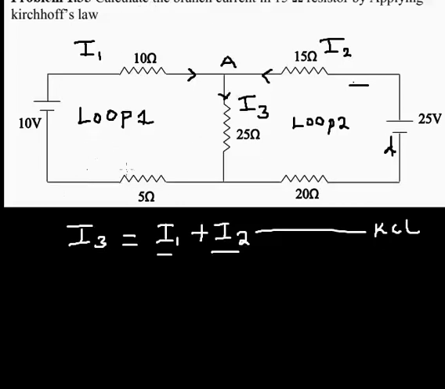I'm going to start with loop 1. Starting with loop 1, of course, I'm going to move this way, that's clockwise, around loop 1. And according to KVL, the algebraic sum of the voltages around a loop is equal to 0. So that's exactly what we're going to do.